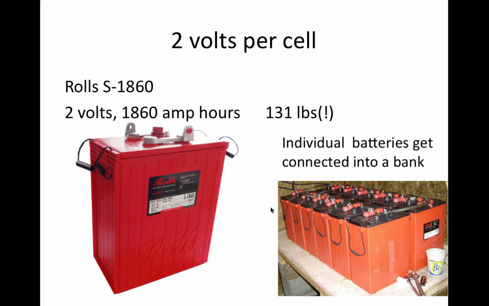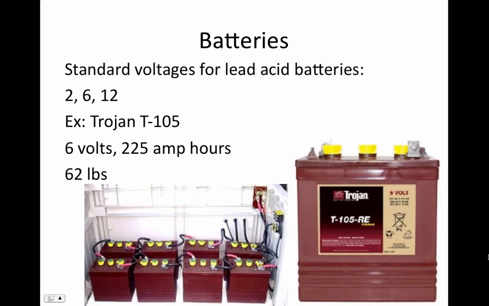Now here's a battery that's 2 volts per cell. Note it only has 1 cap, and it's the Rolls Surrette 1860. That means it has 2 volts, 1860 amp hours, and weighs in at a hefty 131 pounds. I've had to move these around, and you wouldn't want to do it all day. And then individual batteries get connected into a battery bank. We'll talk about how you can design that.